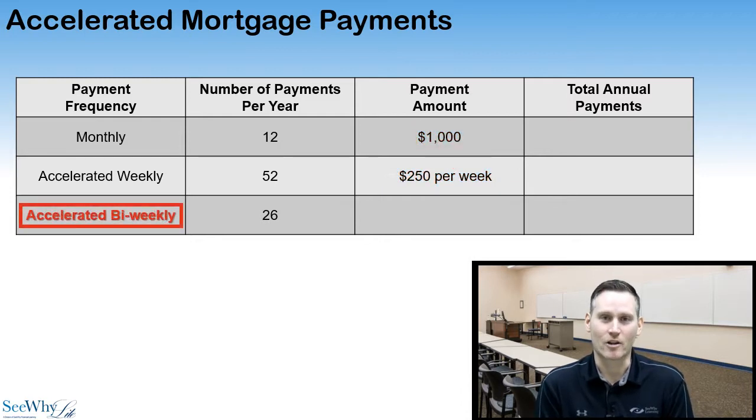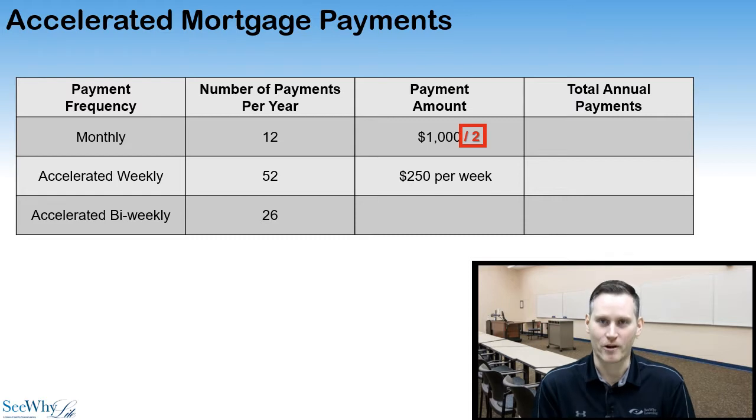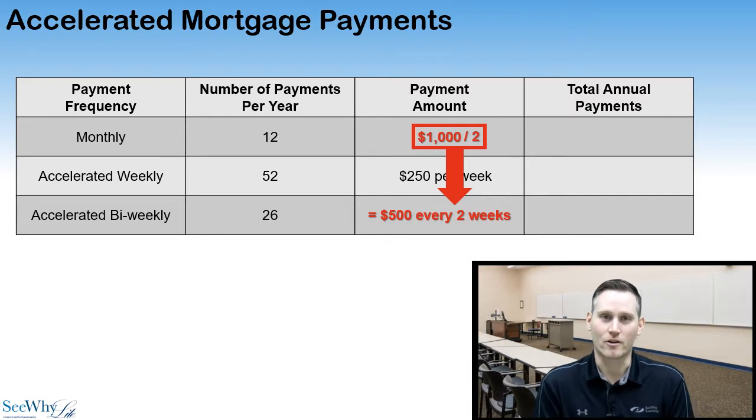Now let's calculate the accelerated bi-weekly payment. We take the monthly payment and divide it by 2 because there are typically two 2-week periods in a month. So the accelerated bi-weekly payment would be $1,000 divided by 2, which equals $500.